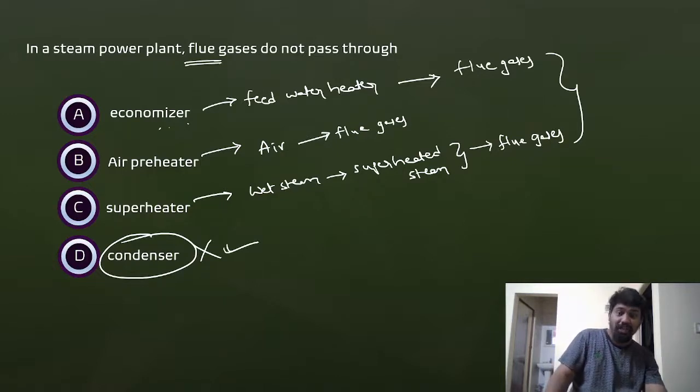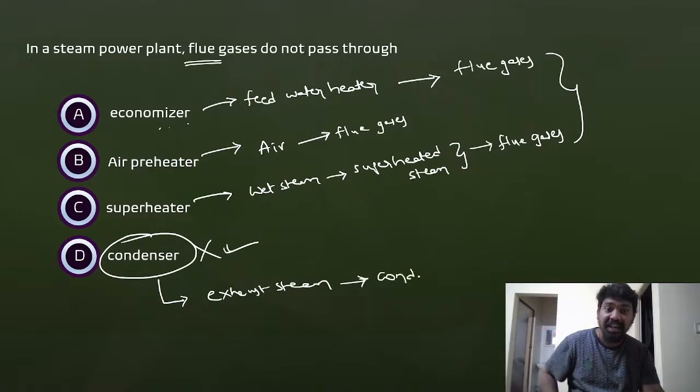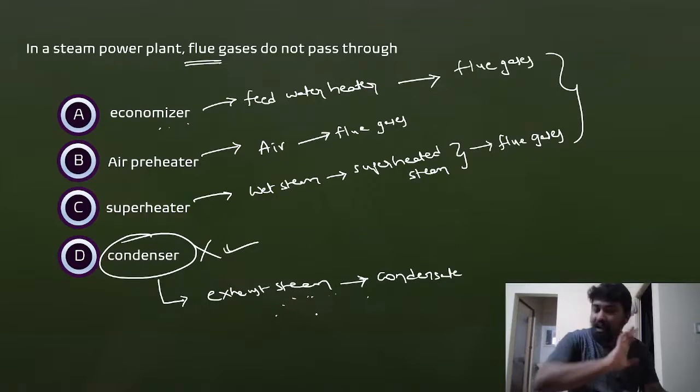Remaining all will use the heat from flue gases, but condenser will never use the heat from flue gases, because the function of condenser is to convert that exhaust steam into condensate or water. So here we are reducing the temperature of steam to water, but in all these three cases we are increasing the temperature. So please do remember, condenser is used for converting exhaust steam to condensate. So we never use flue gases here.